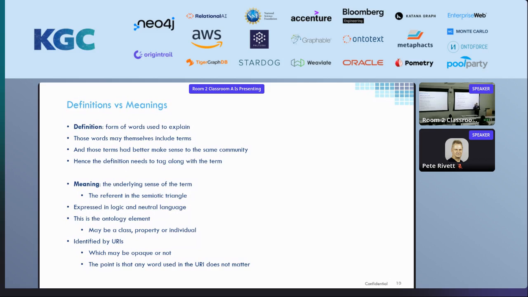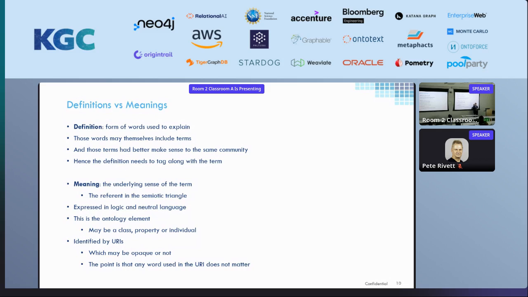So meaning, in contrast, is the underlying sense of the term. That's the referent, the thing on the right in the semiotic triangle. And this is what you'd express using your ontology in OWL or in SHACL or whatever. So there's a combination of that logic and some sort of neutral language. Now that ontology element, this is the thing identified, is identified by a URI, as all ontologies and RDF schemas are.